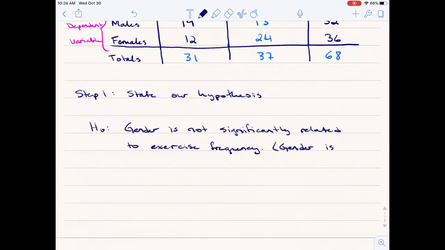Gender, I'll just put in brackets, gender is independent of exercise frequency, and vice versa. We're doing a test of independence.